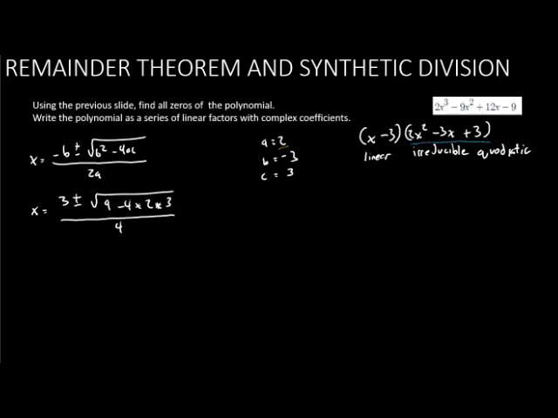Now we simplify the terms inside of the square root. Negative 4 times 2 times 3 will give us negative 24. Inside of the root, if we take 9 and subtract that 24, we'll end up with negative 15. Now we'll need to simplify that root.